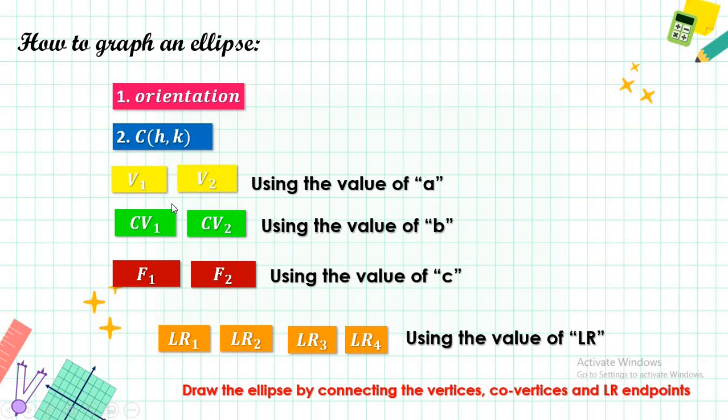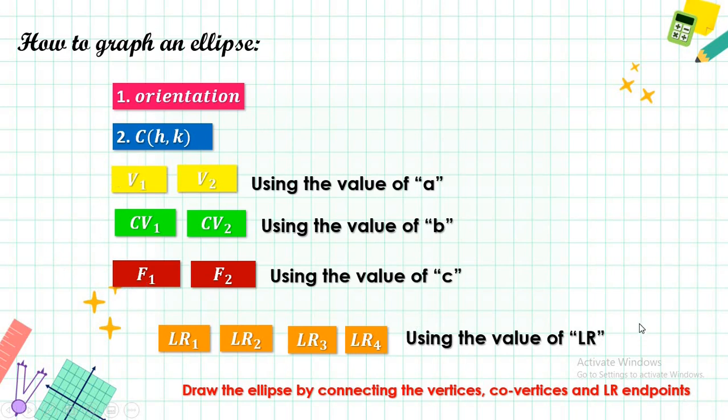Similarly, in plotting the co-vertices, CV sub 1, CV sub 2, we use the value of B. And to plot the co-vertices of a horizontal ellipse, the movement would be up and down. For a vertical ellipse, the movement would be to the left and to the right. Then lastly, we need the value of C to plot the foci. So we have 2. And take note that the vertices and the foci are always aligned.